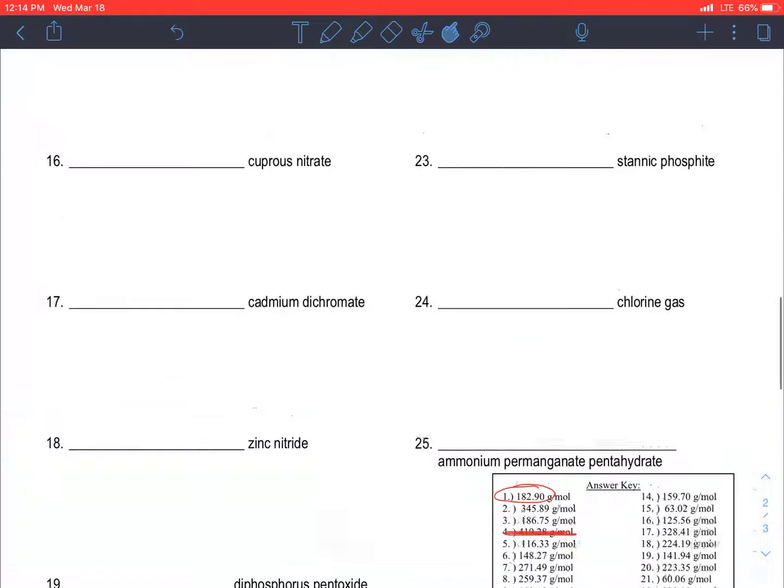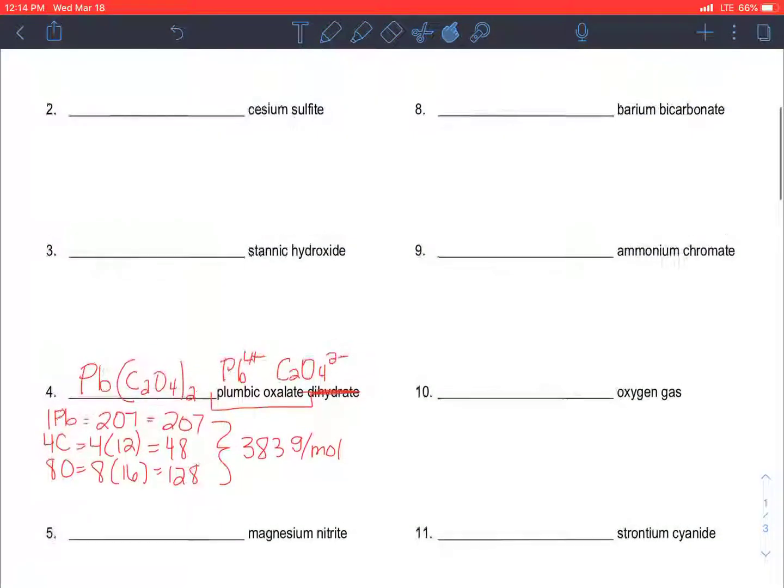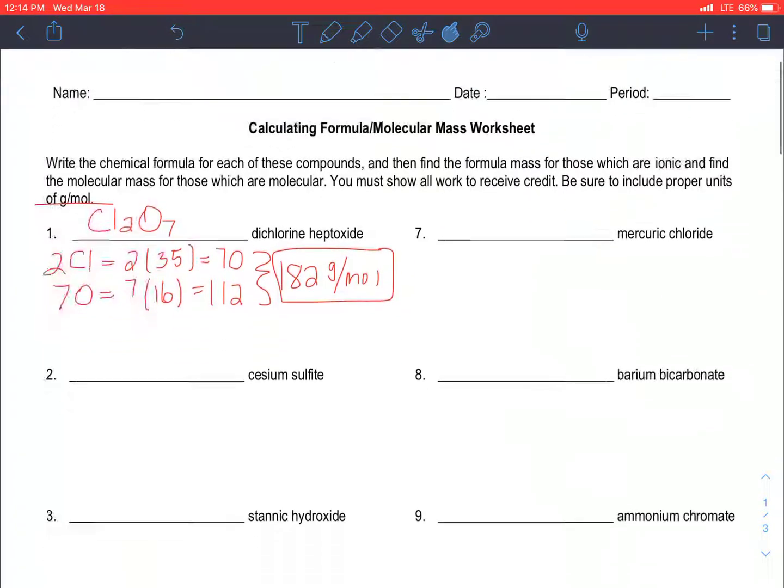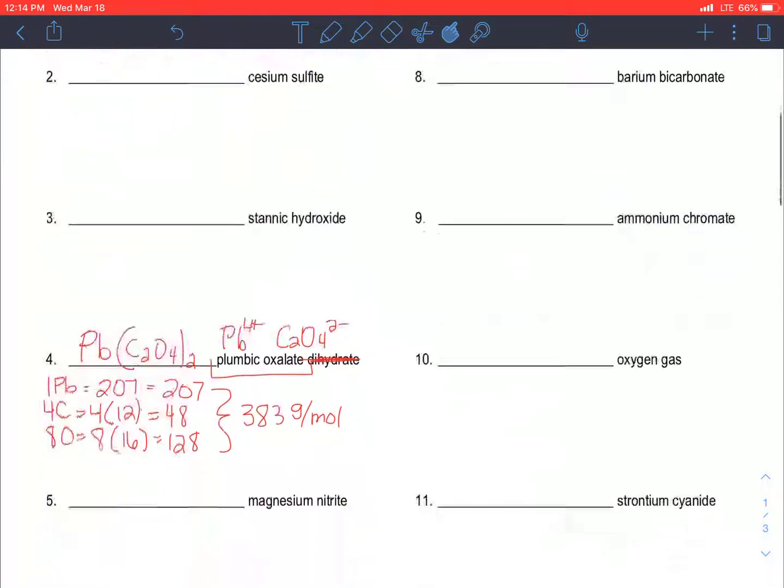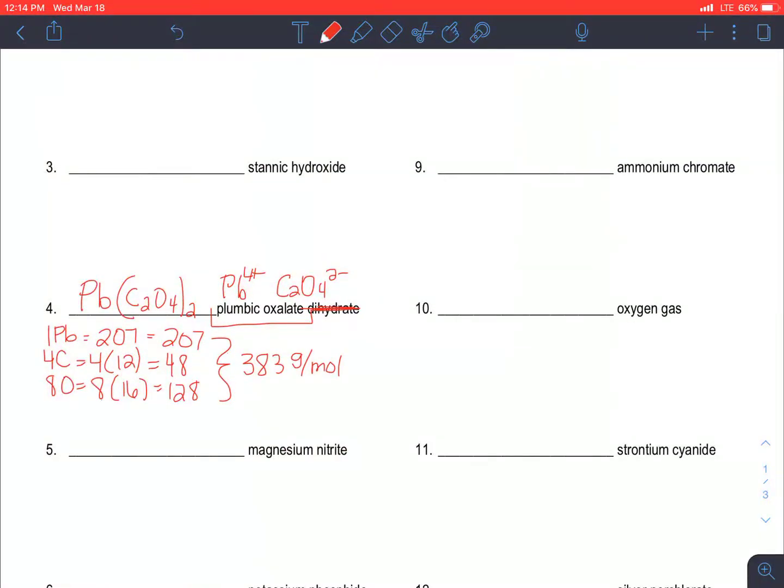Okay, so let's quickly go through the ones that you might have difficulty with, and I'll go ahead and give you those formulas. These top ones, you should be good. Look at number 10 real quick. Oxygen gas. Remember, oxygen gas is one of your 7 diatomic elements, and so its formula is going to be O2.